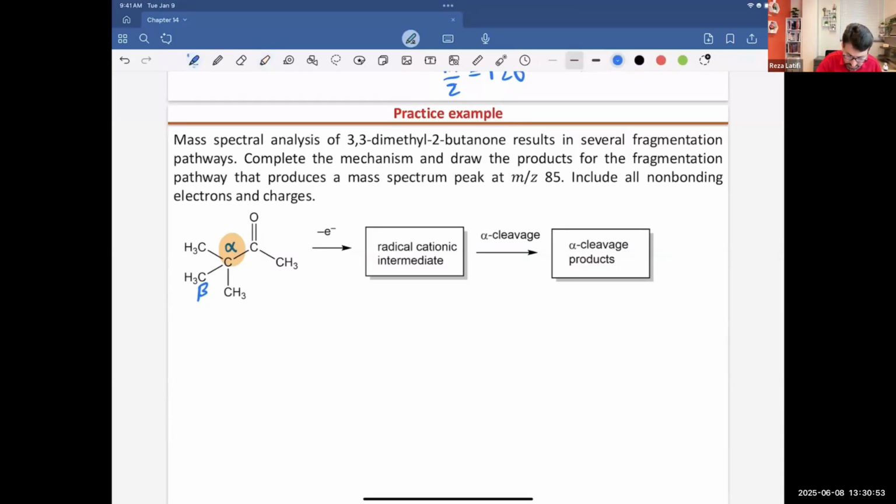All the betas are identical, and I'm going to call them 1, 1, 1. I do have another alpha, and this is going to be here. I'm going to call it alpha 2. So I have alpha 1 and alpha 2.